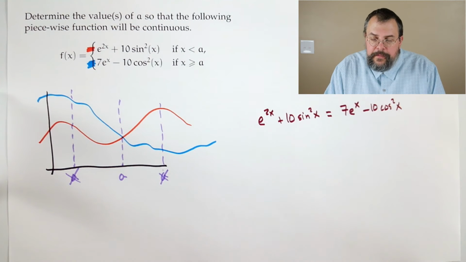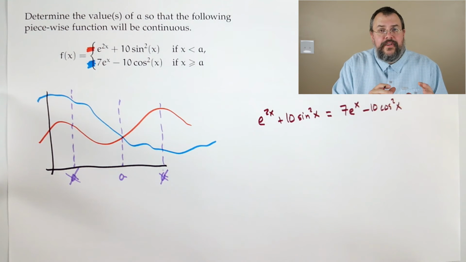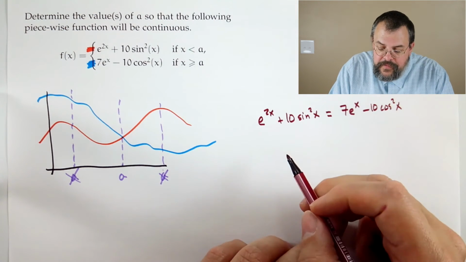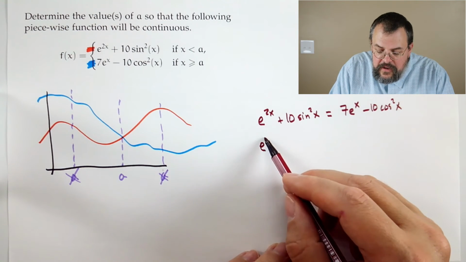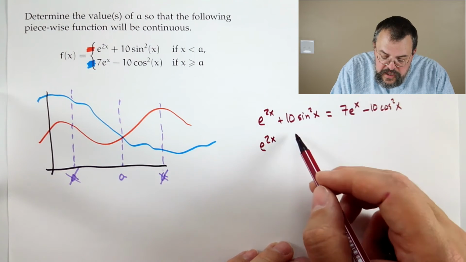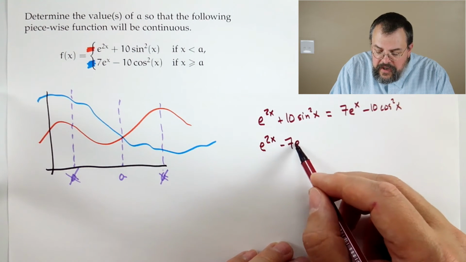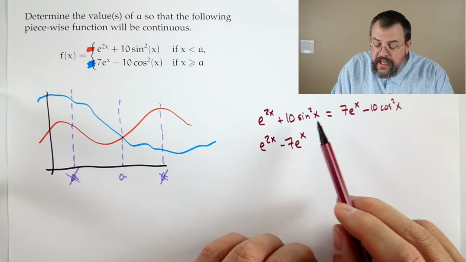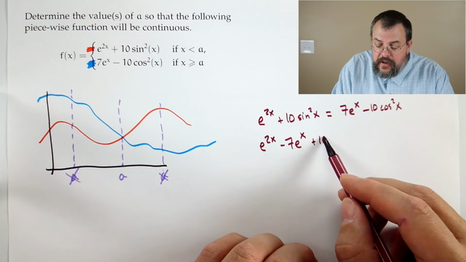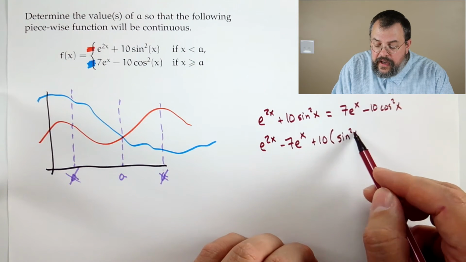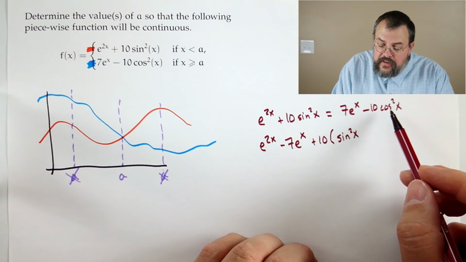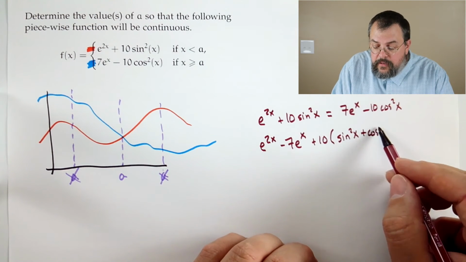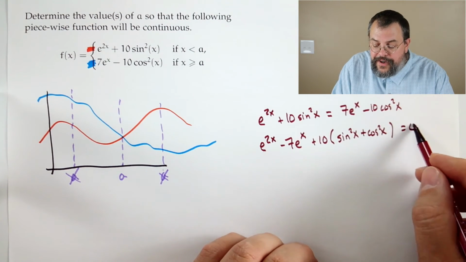So one of the things you often do is say, let's move everything to one side, because setting stuff equal to 0 is a really nice tool to have. So if we do that, I'll have e to the 2x. I'll bring that e to the x across, put it right next to it, minus 7 e to the x. Now, the trig, they both have 10, so I'll factor the 10 out. So then I have sine squared of x. Then this is a minus cosine squared of x on the right, so on the left, it's going to become a plus cosine squared of x, and equals 0.